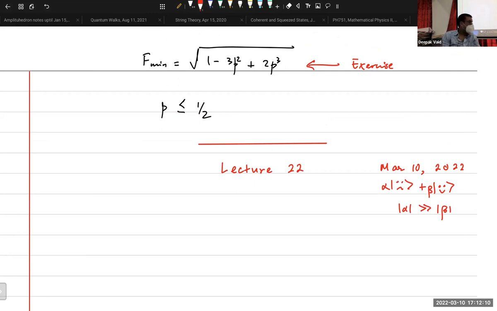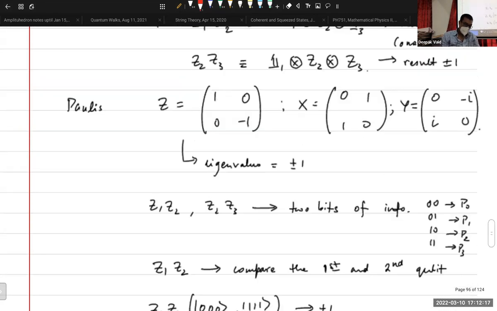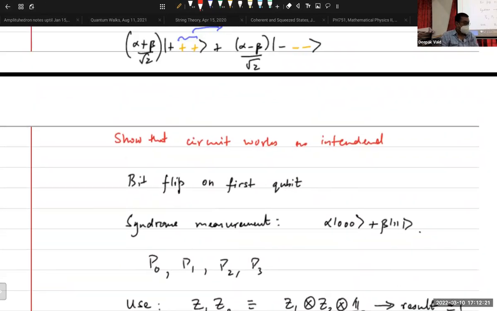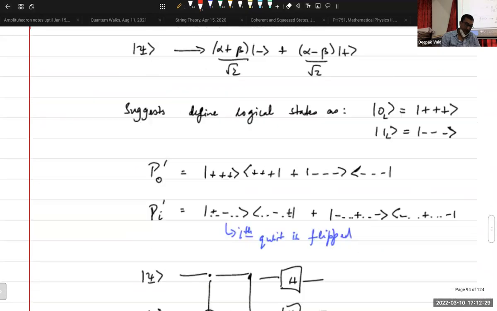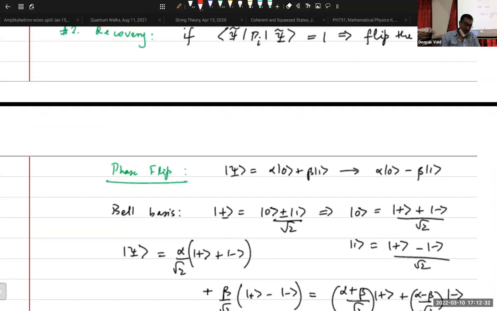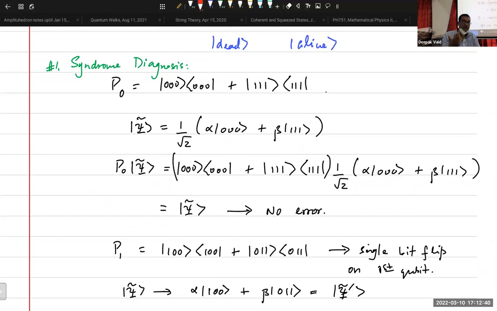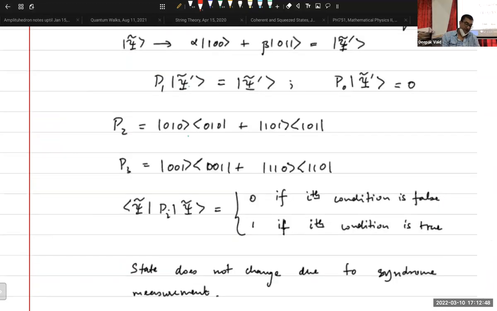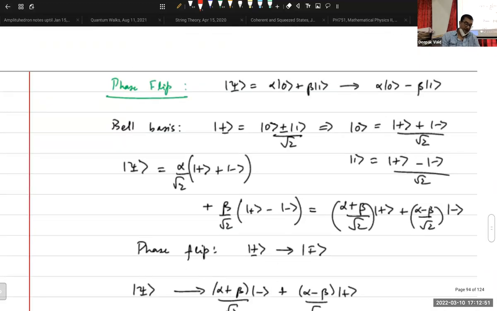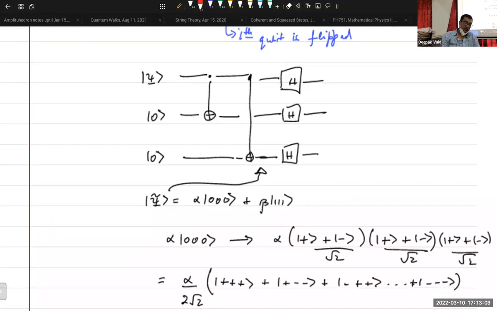What we were talking about in the previous class was how we can correct for phase and bit flip errors. The general procedure we came up with is that we first detect these errors using syndrome measurements. Syndrome measurements correspond to projectors onto the error subspace. So we measure the syndrome operators, and depending on those values, we can perform the error correction.